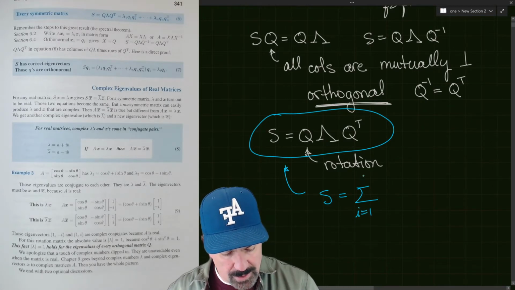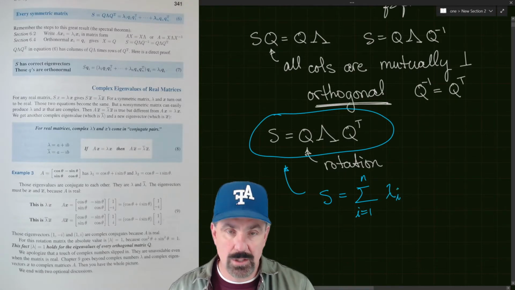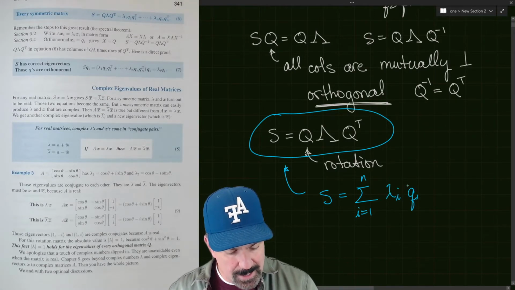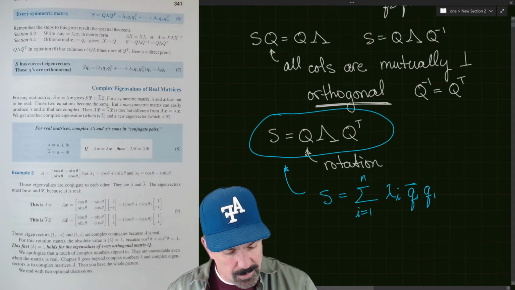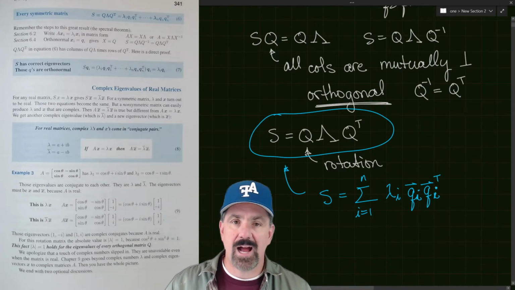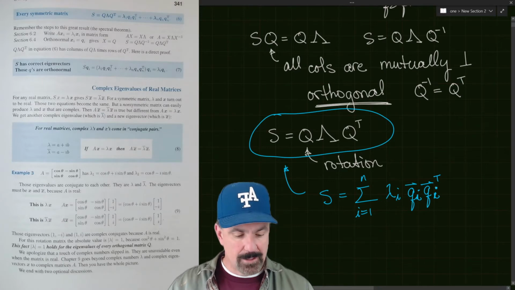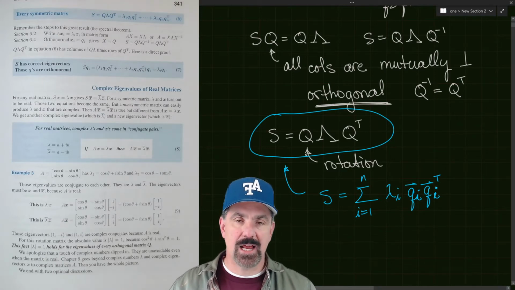So here we're going to take the sum, i equals 1 to n, of the eigenvalues multiplied times these, I have the transpose on the wrong side, multiplied times these outer products of the same eigenvector. So the eigenvector and its transpose. And this is an easy way for us to be able to calculate.